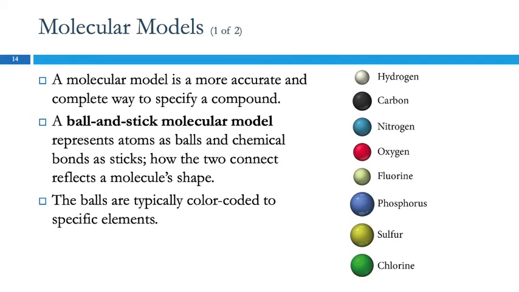Let's pick one that I know. If I look at this one, the 2 black balls represent 2 carbon atoms. The 2 white balls represent 2 hydrogen atoms, and the 2 green balls represent 2 chlorine atoms. So I could write a molecular formula for this, which would be C2H2Cl2.